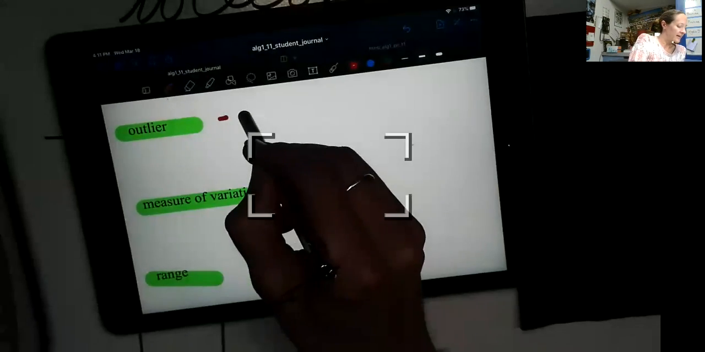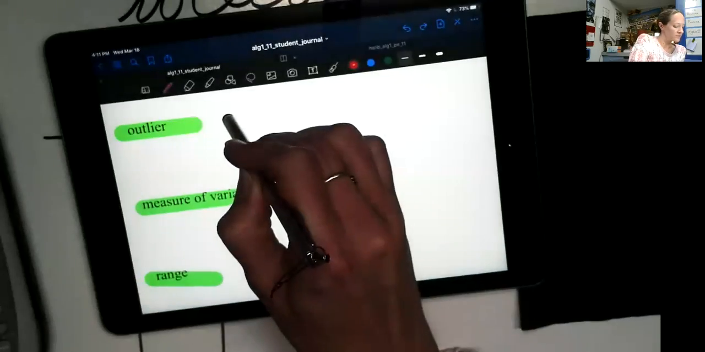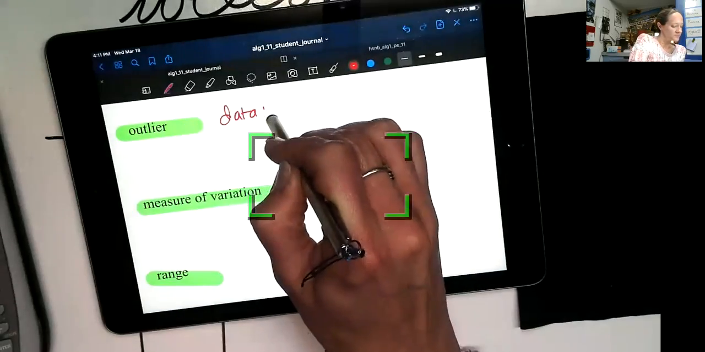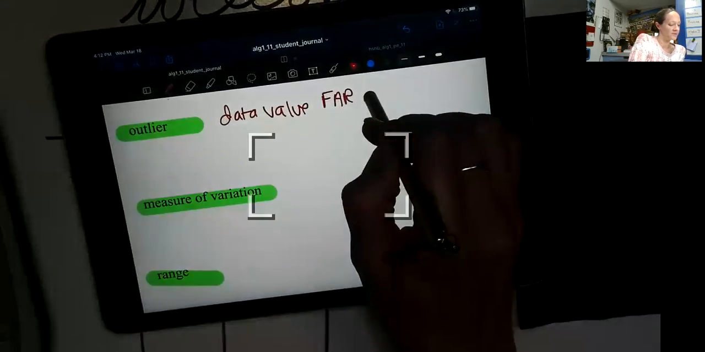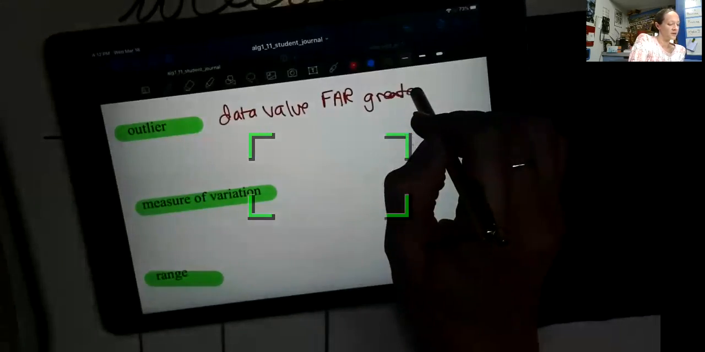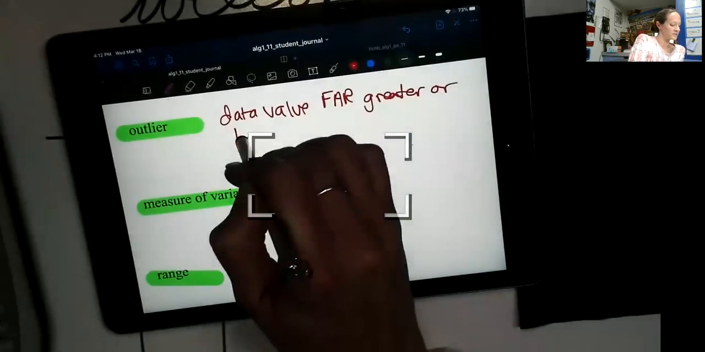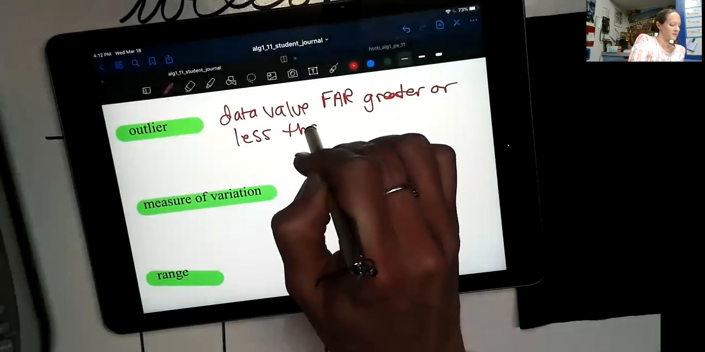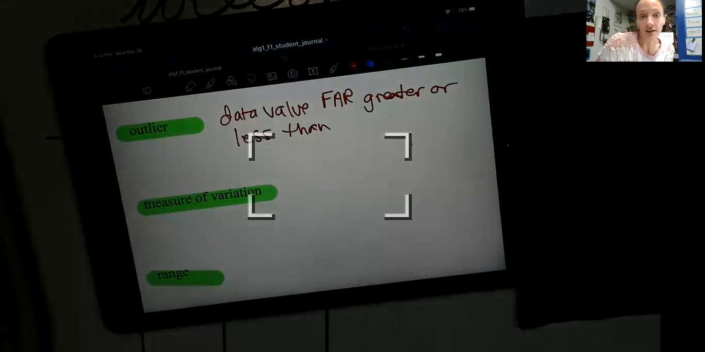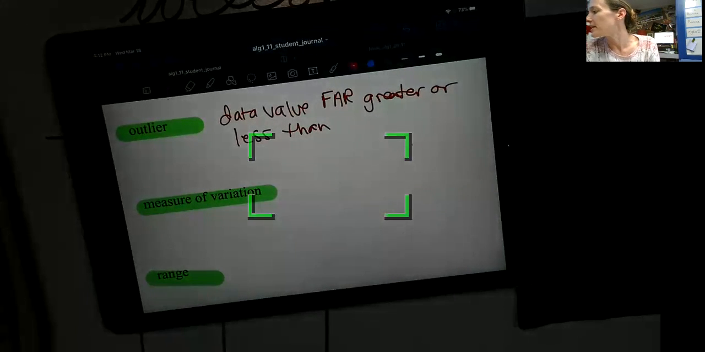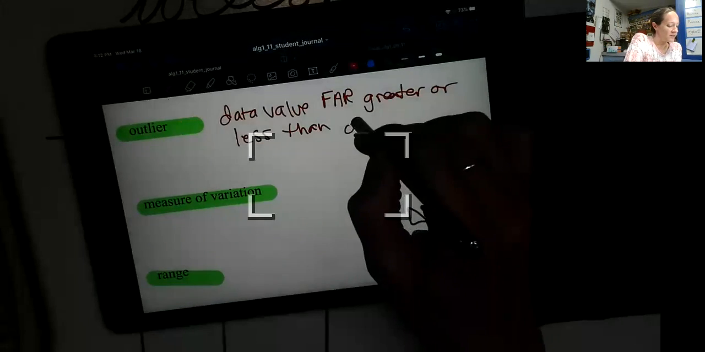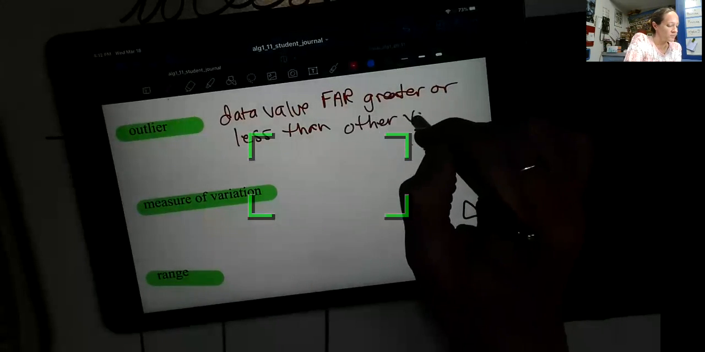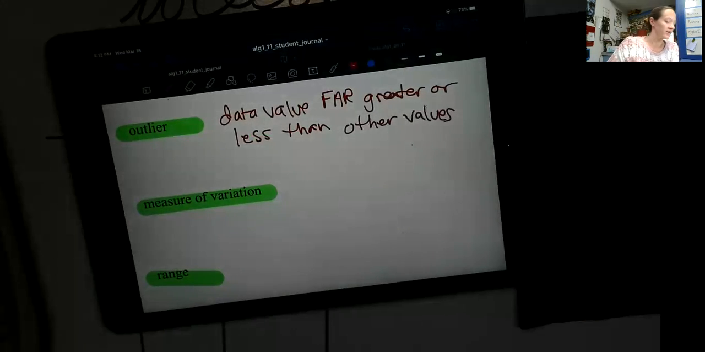Outlier, it is that data value that is far greater than, that's the point, far greater or less than basically all the others. It's weird, it's out there, it is just so different. So we can say less than the other values. I'm just going to make it pretty general and pretty vague. So far greater than or far less than.